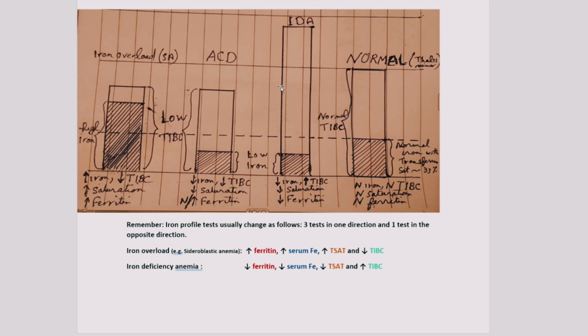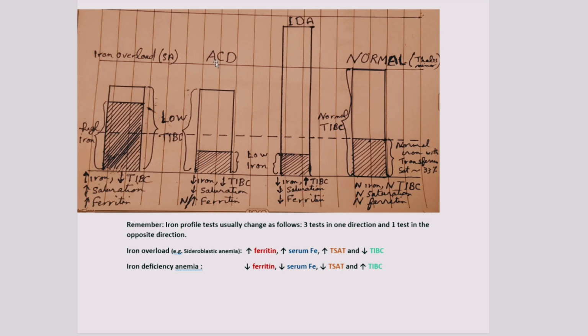This is a patient with iron deficiency. As you see, serum iron is low. This is a normal serum iron. This is a low serum iron. Serum TIBC is high. This is a normal TIBC. This is a high TIBC. Saturation is reduced and the ferritin is reduced.